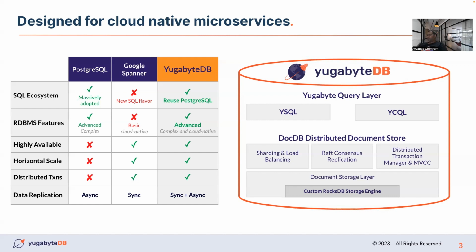They both share or use the same underlying storage layer, which is provided by Yugabyte. So this storage layer is built on top of RocksDB, and it is highly customized to provide the distributed nature like sharding and load balancing and Raft consensus for maintaining that multiple replications and distributed transaction manager and MVCC.